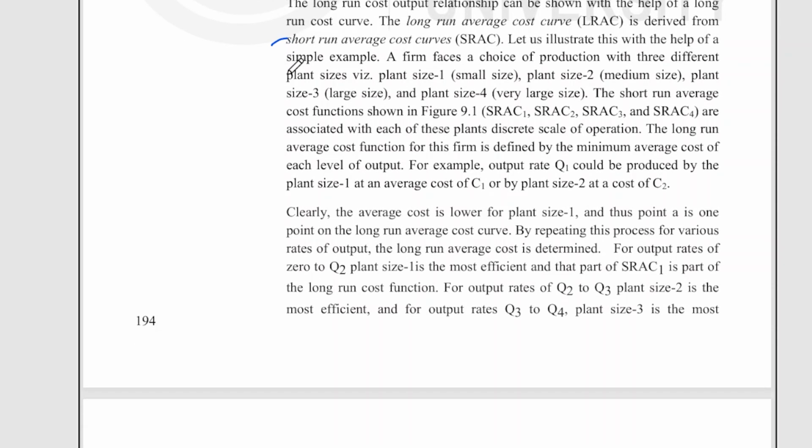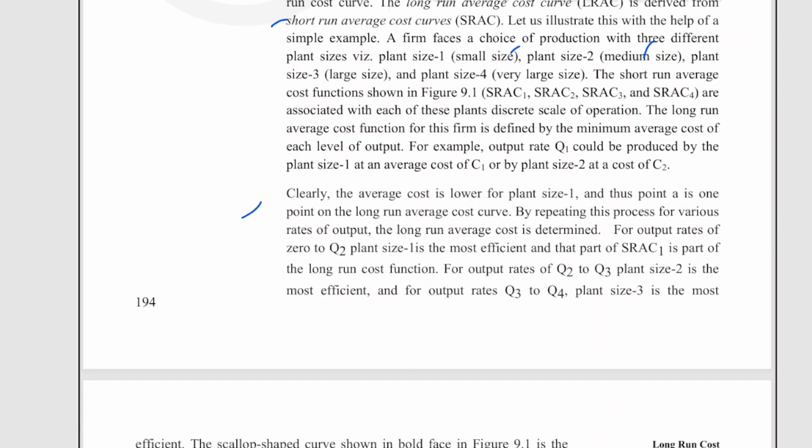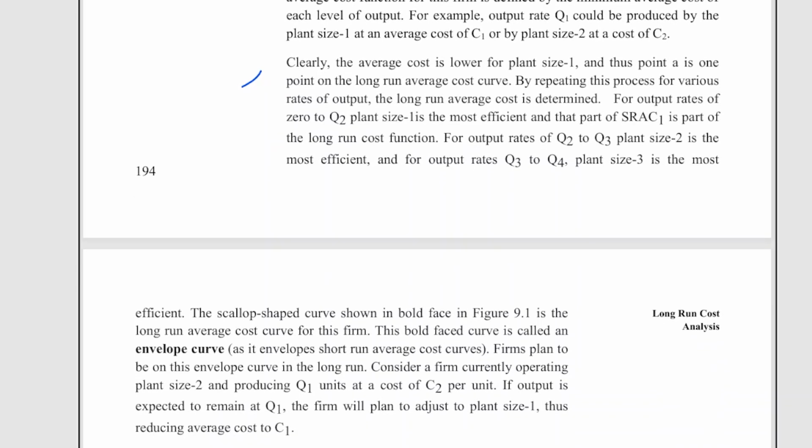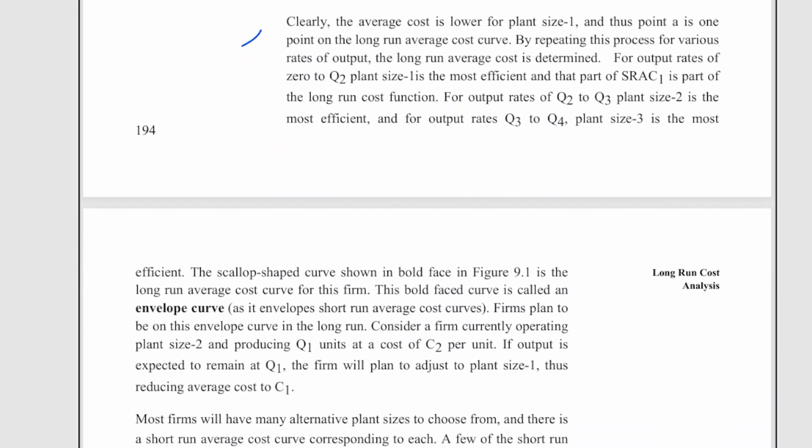A firm faces a choice of production with different plant sizes: plant size 1 is small, plant 2 is medium, plant 3 is large, and plant 4 is very large. The short run average cost functions are shown in Figure 9.1. Okay, so please refer to that. Clearly, the average cost is lower for plant size 1, and thus point A is one point on the long run average cost curve. By repeating this process for various rates of output, the long run average cost is determined.